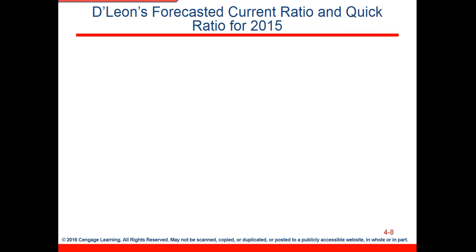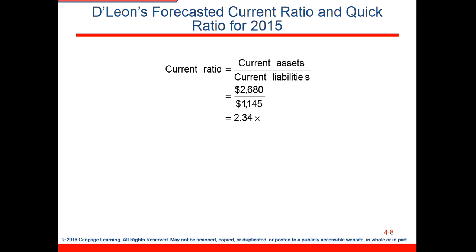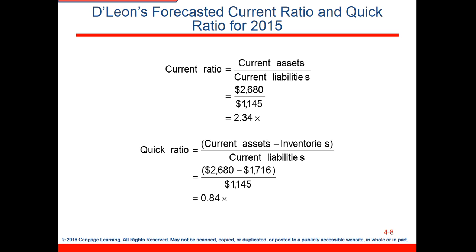Now, going back to our example from chapter 3, let's take a look at forecasted quick ratio and current ratio. And these are liquidity ratios. We are starting with the first bucket where we calculate the current ratio, which is current assets divided by current liabilities. Quick ratio is the current assets less inventories divided by current liabilities.